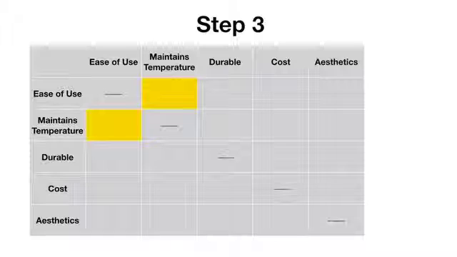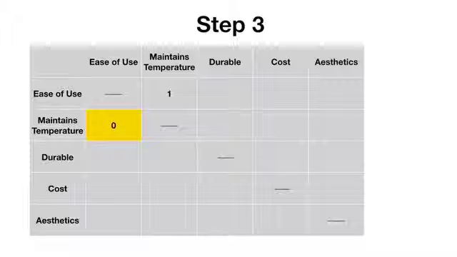Now, when comparing ease of use versus maintained temperature, and talking with the clients and the users, it seemed that ease of use was more important. Therefore, we'll score a 1 in the row for ease of use. In the second box, where ease of use and maintained temperature intersect, we'll score a 0 under maintained temperature.